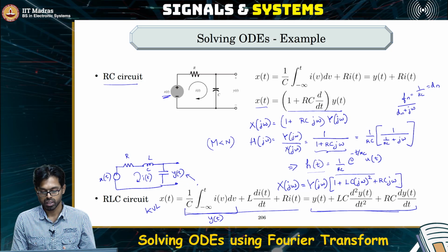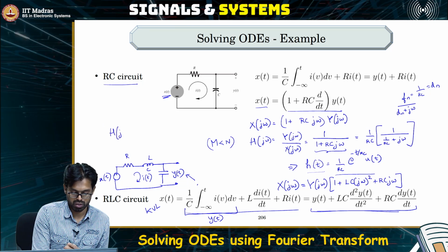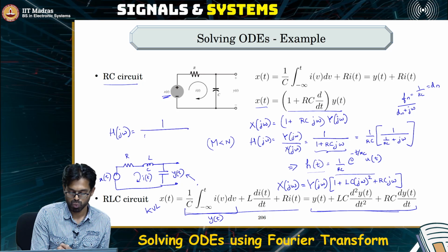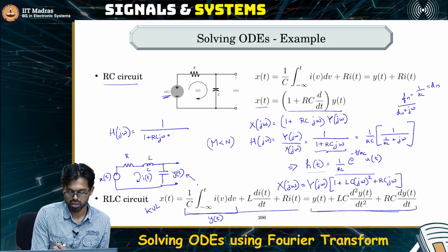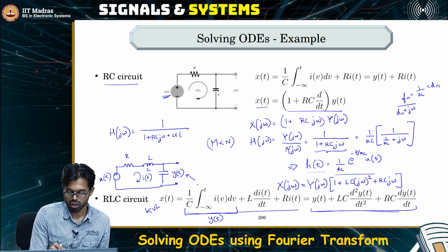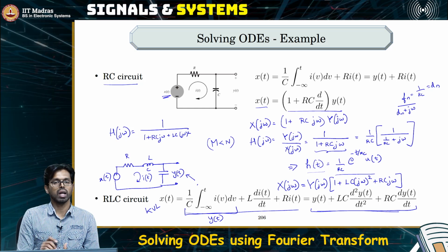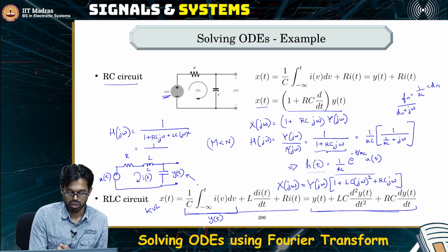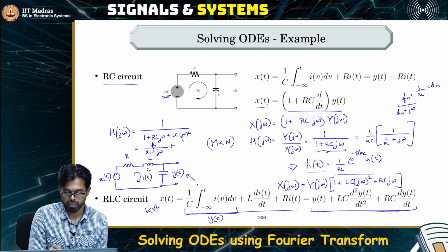So now what is the frequency response? The frequency response of this system is H of j omega equals 1 by (1 plus RC j omega plus LC (j omega) square). Now you have a quadratic equation. So now you will have to use partial fractions. You will have to compute what is this d1 term and f1 term.